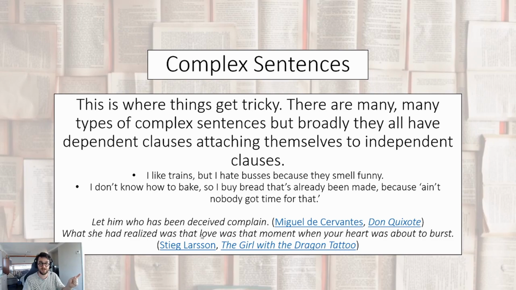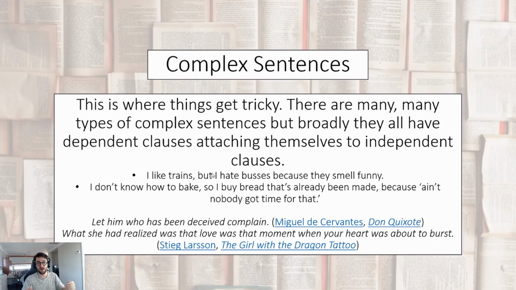However, if you started with the L, "love was that moment when your heart was about to burst," maybe, but it still doesn't really pass as a dependent clause. If you were to change it to "love is the moment when your heart is about to burst," then that would work as a dependent clause. But altogether, these are just independent and dependent clauses working together to form a more complex sentence. It's easier to see with these sentences where the independent and dependent clauses are because you don't have to change anything. So, "I like trains" exists as an independent clause, "but I hate buses."